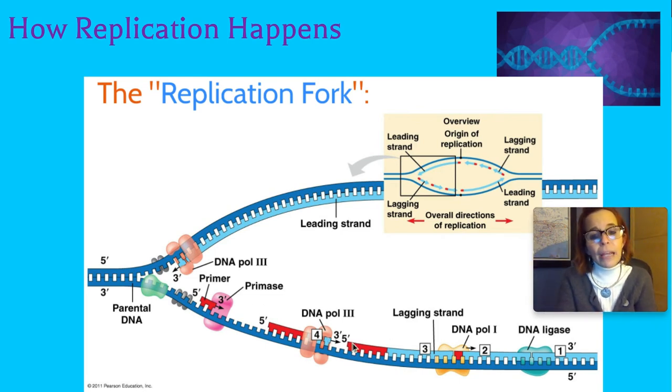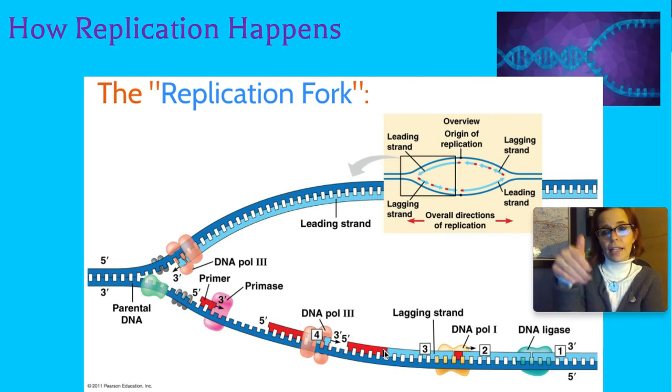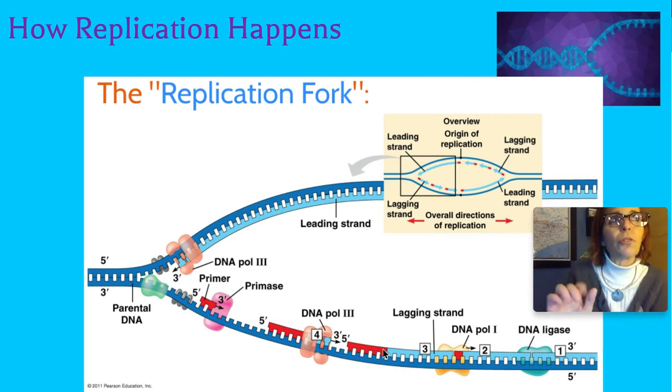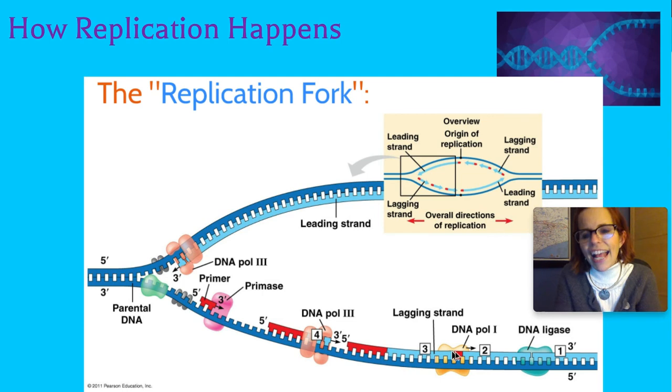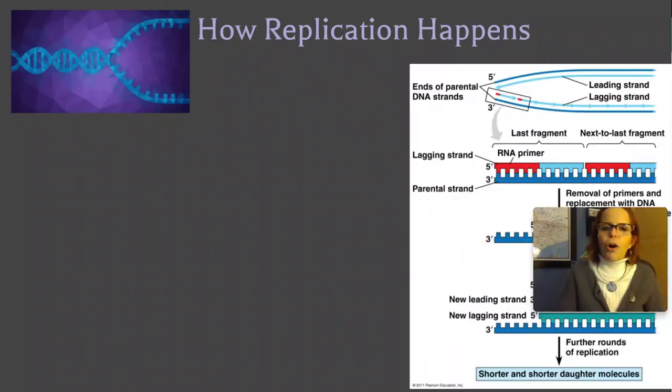Eventually, the primers get replaced with DNA, pieces of DNA, so DNA nucleotides. And then this enzyme called DNA ligase joins the Okazaki fragments together. It makes these nice, strong, covalent bonds so that it's one continuous piece, even though it was just formed in chunks called Okazaki fragments. Whew, hope that made sense.